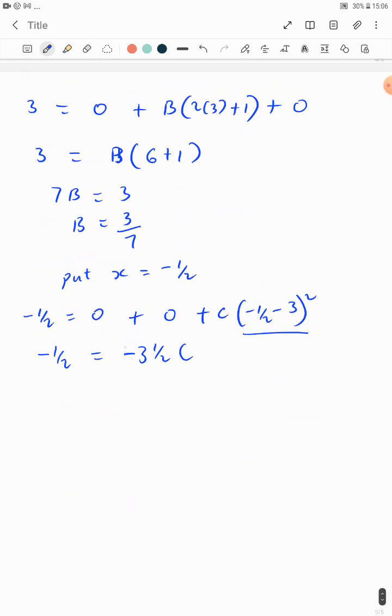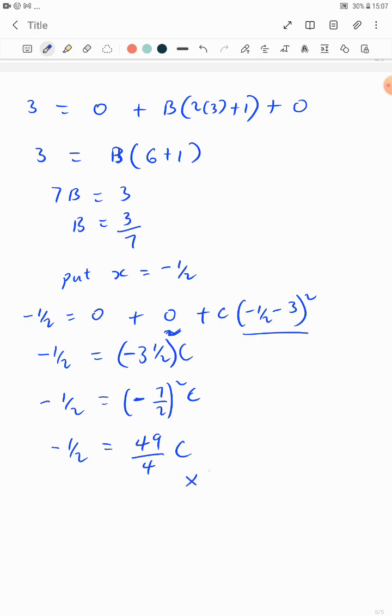And then if you express minus 3 and a half squared C, because there is a square there, of course that will be minus half equals, if we multiply, this will give us minus 7 over 2 squared C, and that will give us minus 1 over 2 equals, minus times minus will be plus, so that will be 49 over 4 C. And then if we want to use cross multiplication, but we can definitely just multiply both sides by 4 over 49, so that we can separate out our C.